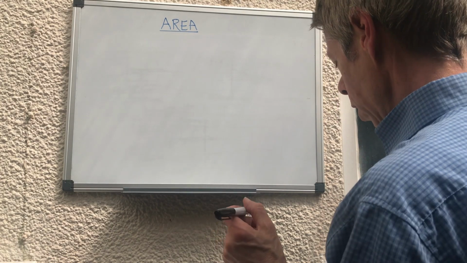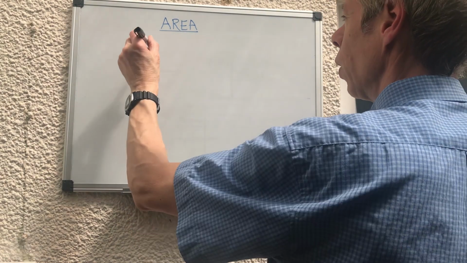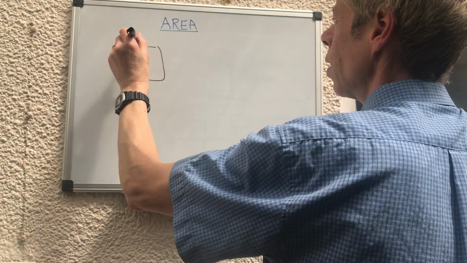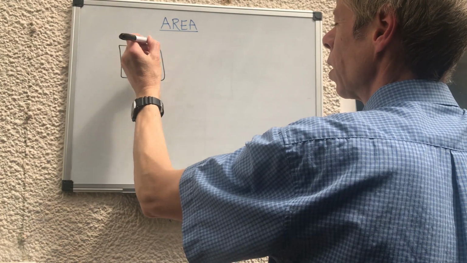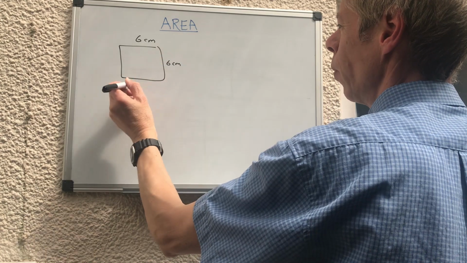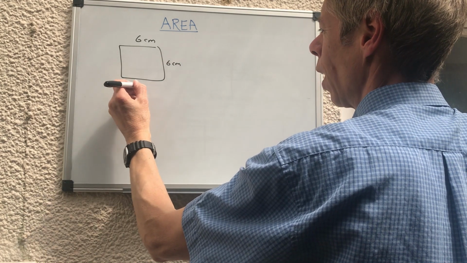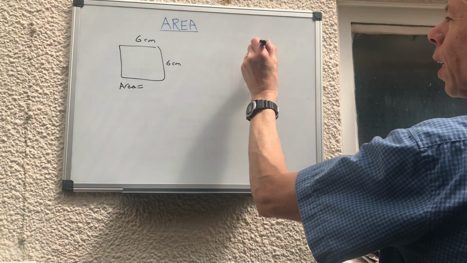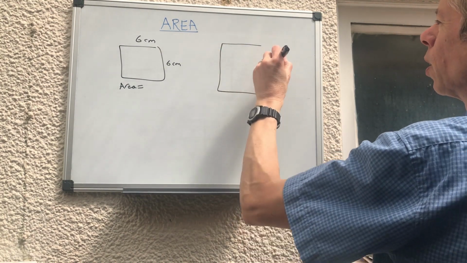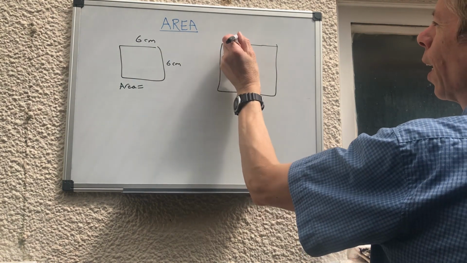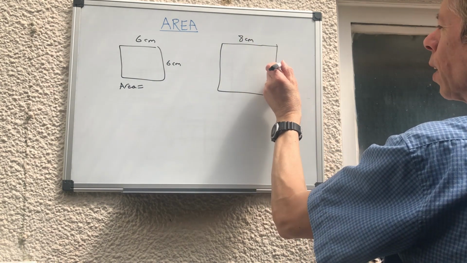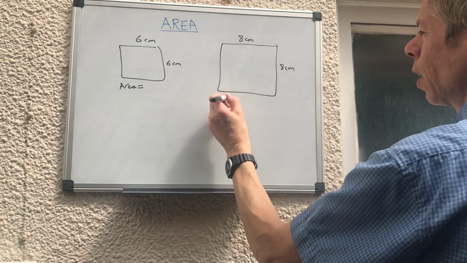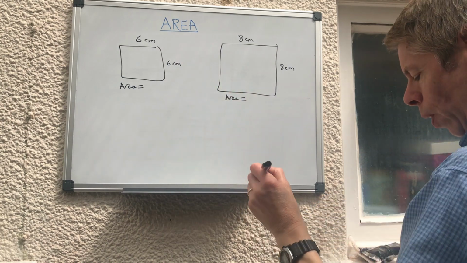So first of all, we've got a square, 6 centimeters by 6 centimeters, and we need to know the area of that square. So start working that out while I do the next two questions. This time our square, again beautifully drawn, is 8 centimeters by 8 centimeters. So we need to work out the area of that square.